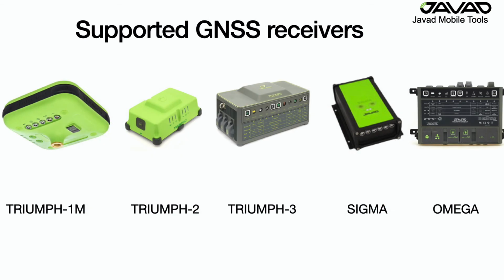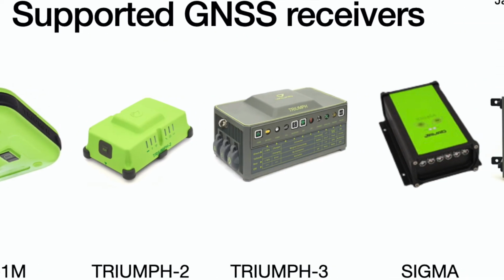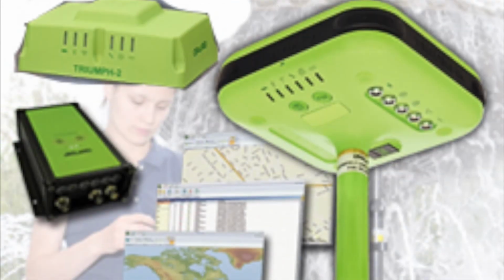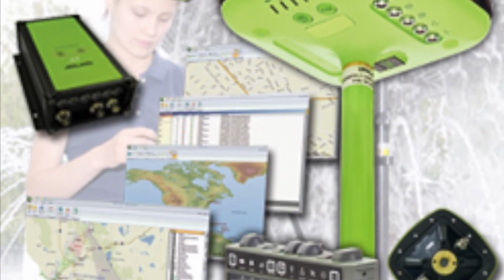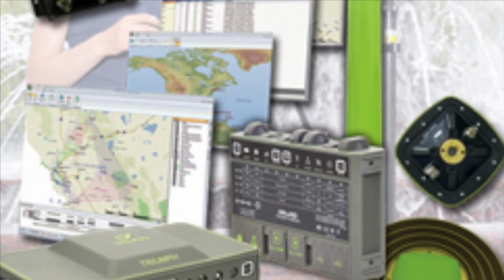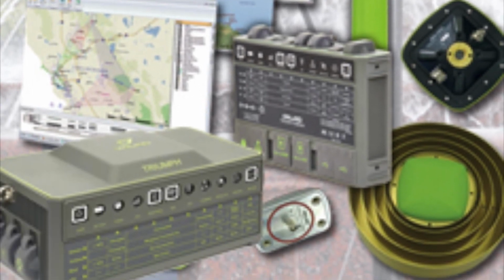JAVAD Mobile Tools can work with the whole range of JAVAD GNSS receivers with Bluetooth and Wi-Fi: Triumph 1M, Triumph 2, Triumph 3, Sigma, and Omega. Please note that Triumph 1M and Triumph 2 can be connected to iPhones and iPads only with Wi-Fi. Also, please note that Triumph 3 and Omega require the OAF option even to work with the purchased version.